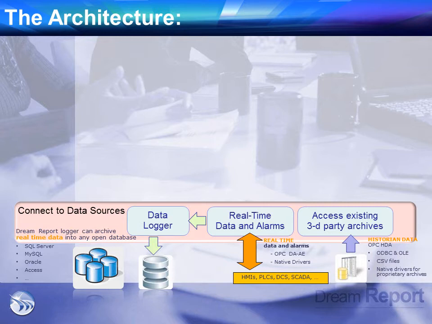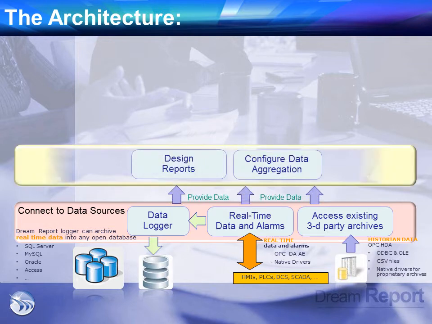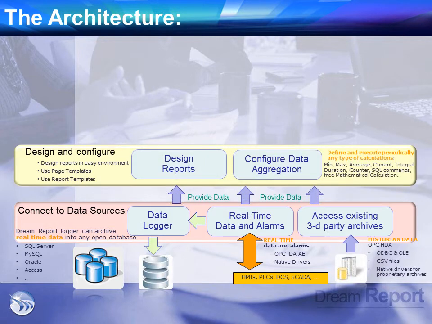Real-time values can be displayed in a report at the moment of generation. But also, Dream Report has its own archiving system. Dream Report can archive real-time values and alarms into any open database, such as Microsoft SQL Server, Oracle, MySQL, Microsoft Access. Using Dream Report archiving logger is optional and is not required. If you have an existing historian server and you do not want to duplicate data into another database, you can just connect Dream Report to your existing historian archive and generate reports out of its data without duplicating archives.